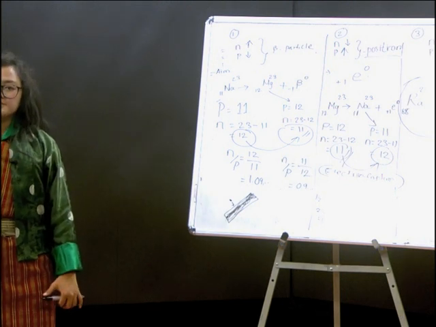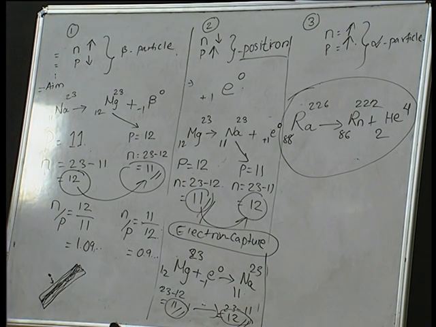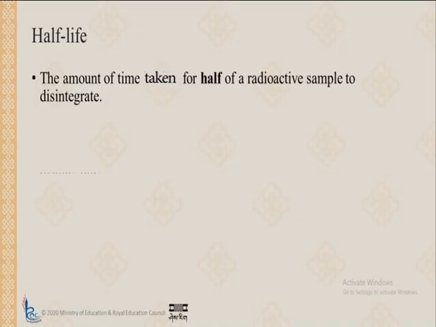Next, we will see half-life. The definition of half-life is the amount of time it takes for half of a radioactive sample to disintegrate. Or you can also say half-life is the time taken by any radioactive substance to disintegrate half of its concentration. So I will explain with the help of the graph here.